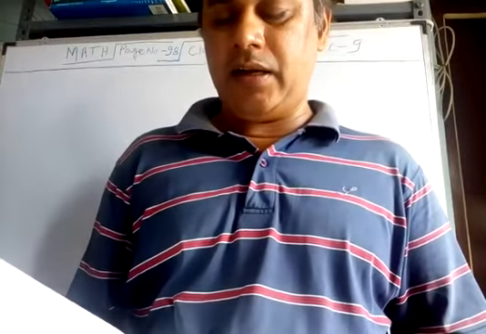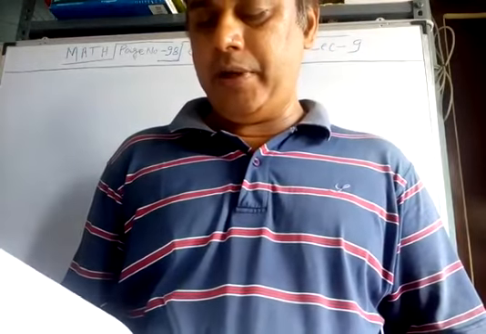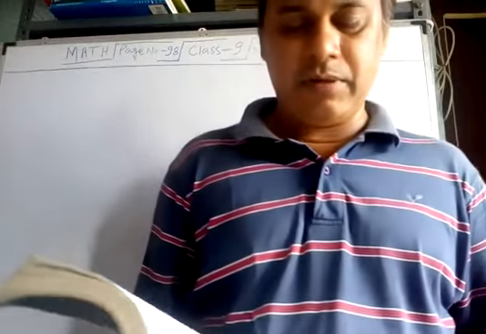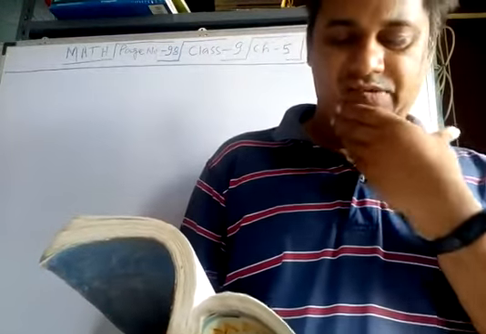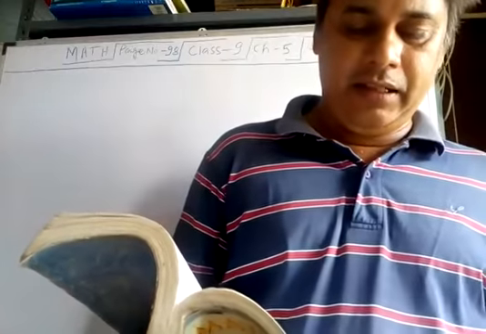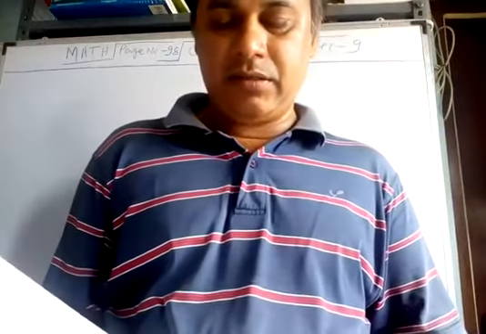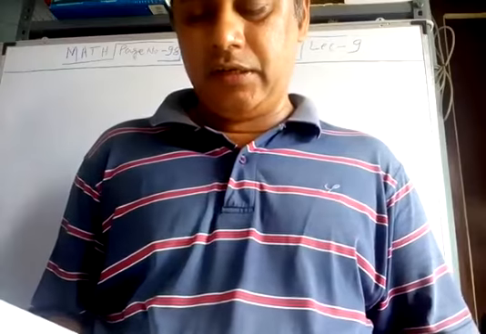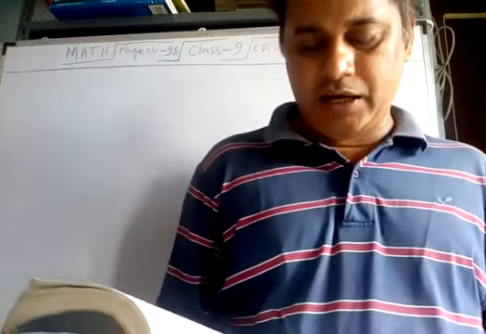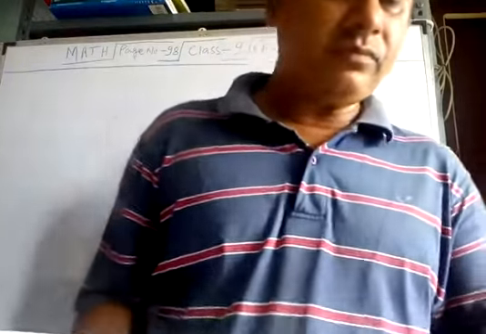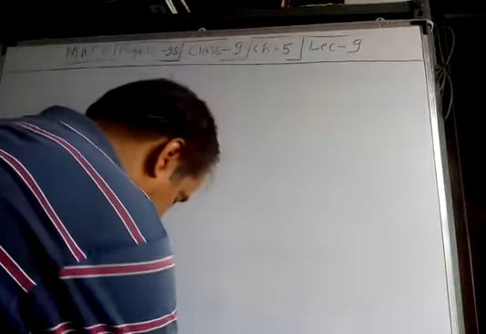Recall that in the earlier classes you have named some pairs of angles formed when a transversal intersects two lines. These are as follows: corresponding angles, alternate interior angles, alternate exterior angles, and interior angles on the same side of the transversal. So let us see on the board.